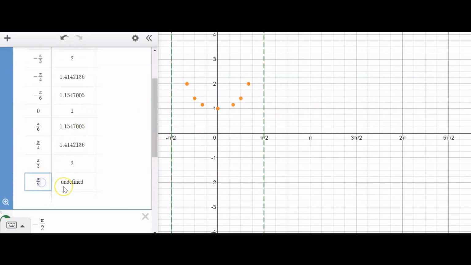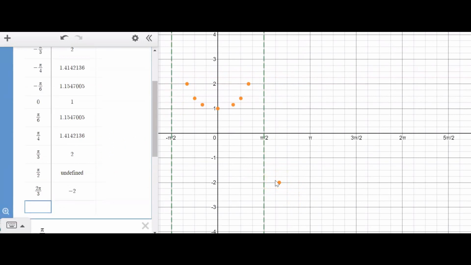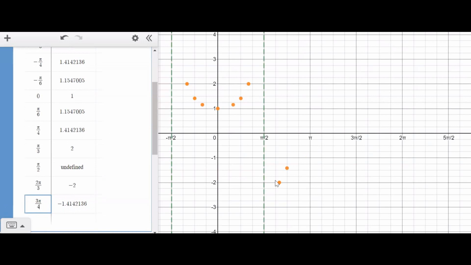All right, well, let's move on now to 2 pi over 3. And that gives us negative 2. Okay, wait a minute. So instead of being up here, we're now down here. Okay? All right, well, then we're going to go to 3 pi over 4, which is at negative square root of 2, which is right here. Okay, so now what I'm seeing is our vertical asymptote here.